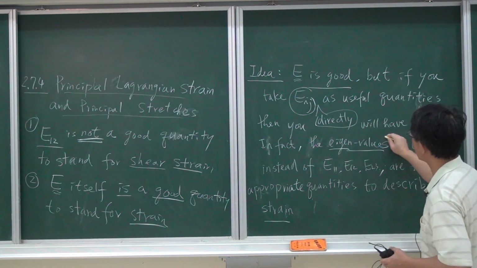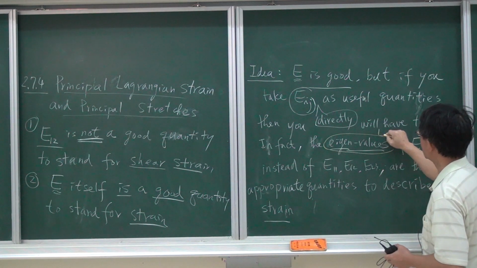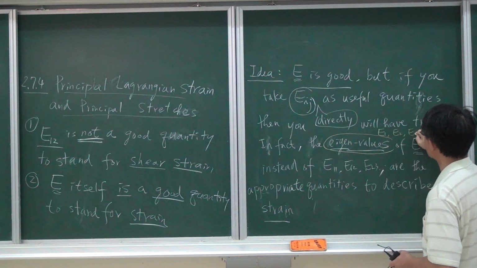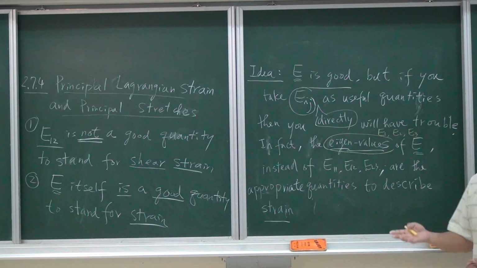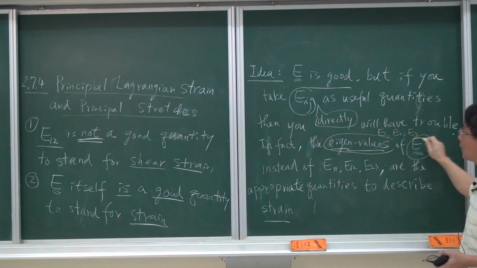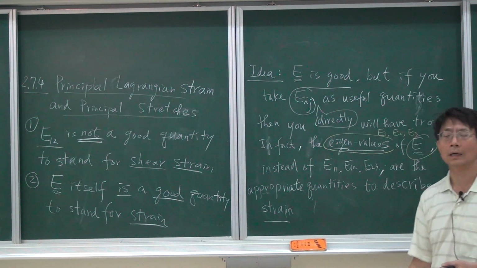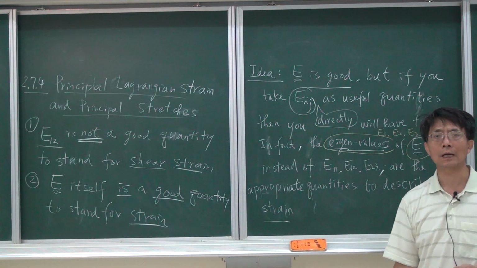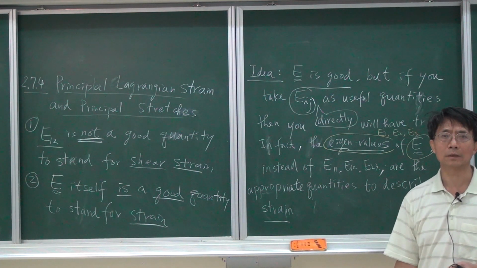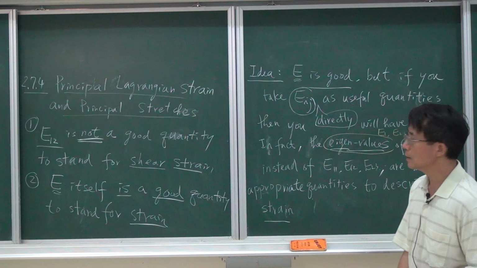Okay, eigenvalues of E means that E1, E2, E3, something like this. You have eigenvalues and eigenvectors. Given a matrix, you can compute its eigenvalues and eigenvectors, and eigenvalues and eigenvectors are useful.